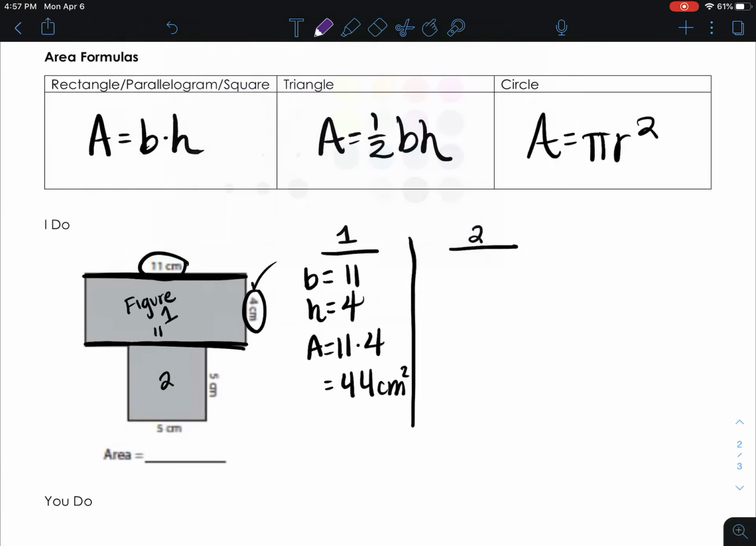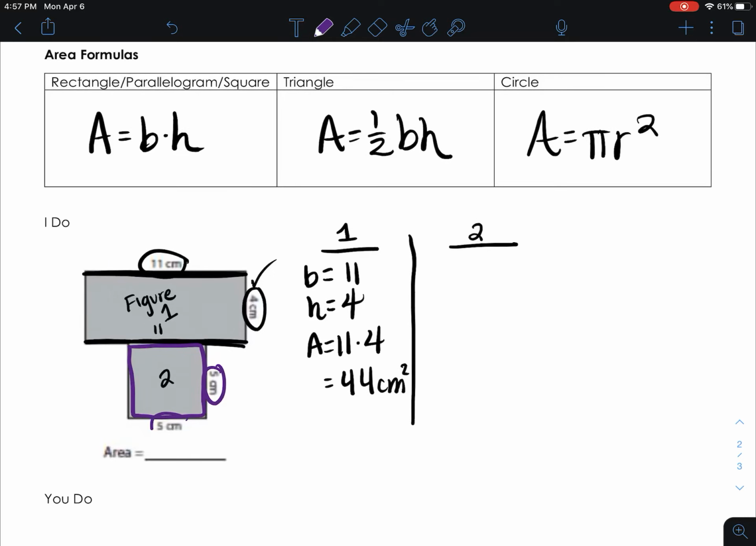Now I'm actually going to change up the color. So now I'm focusing on this bottom square right there. And by the way, I know it's a square because that's a 5 and that's a 5. So that means everything here is going to be 5. So my base is 5. My height is 5. I multiply it together. 5 times 5. That gives me 25 centimeters squared.